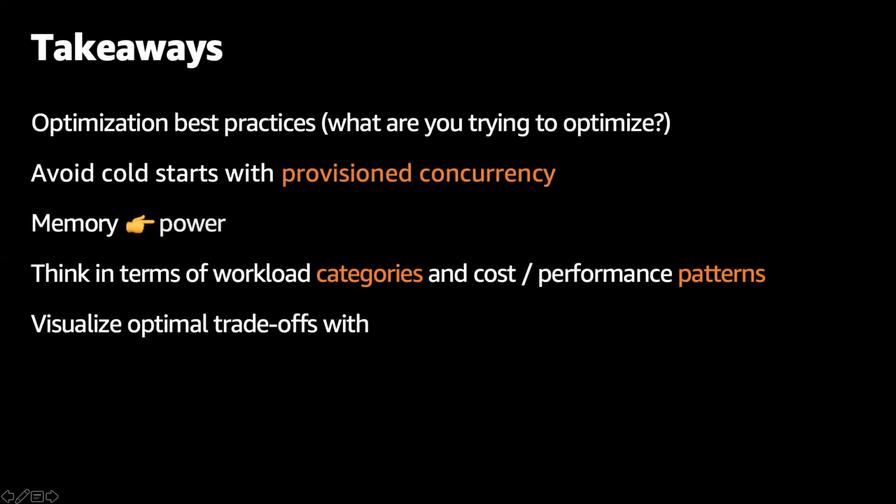Try to think in terms of categories. What is this specific function doing? CPU, network, trivial data manipulation, all those patterns that we have seen will have different cost performance patterns. And you can always visualize these trade-offs and picking the optimal trade-off for your business using the Lambda power tuning.